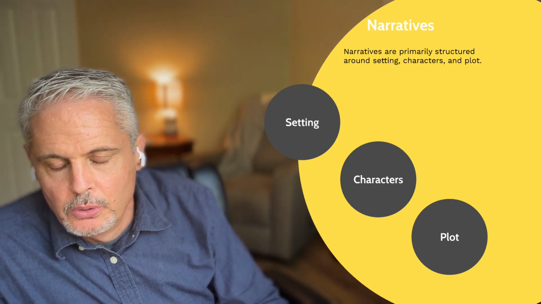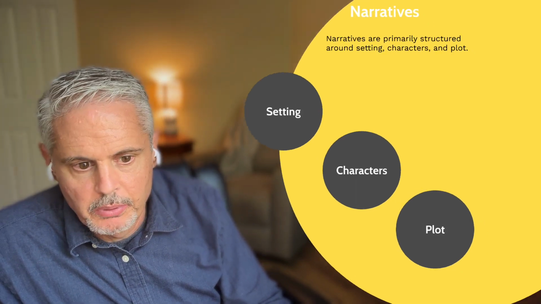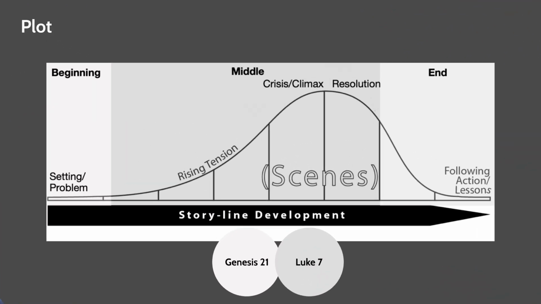The next piece to narratives is understanding plot. And so when we think of plot, we want to think in terms of beginning, middle, and end. Every good story has these three parts. There's the beginning part, which makes up the setting or the problem within the story that may surface.